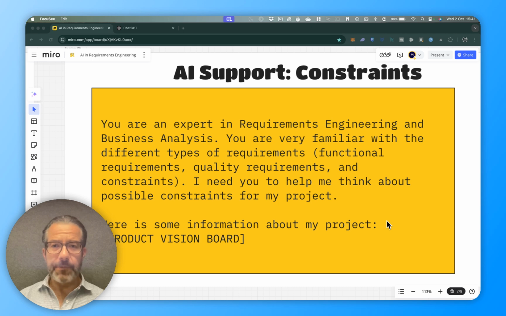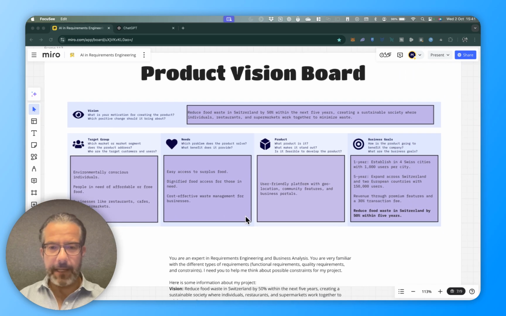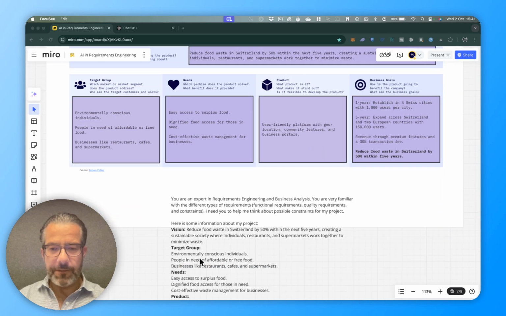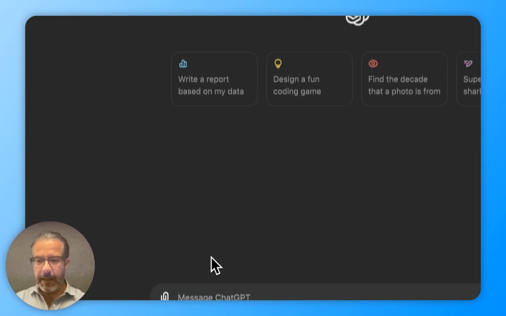The end of the prompt is actually where you can put your project information. It could be, for example, the product vision board. If you've seen one of my previous videos, I've shown you how you can create a product vision board with the help of AI and discussing it. And this is how the end result looked. I have a textual representation of it as well, as you can see here, and I'm going to chuck that into the AI straight away.